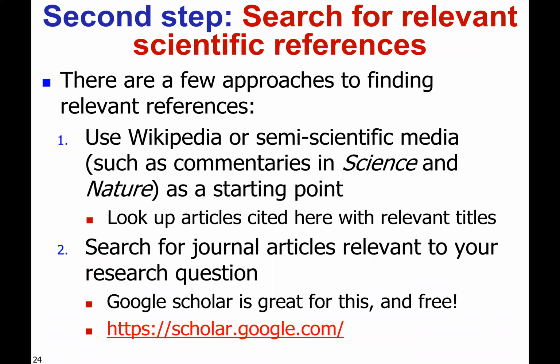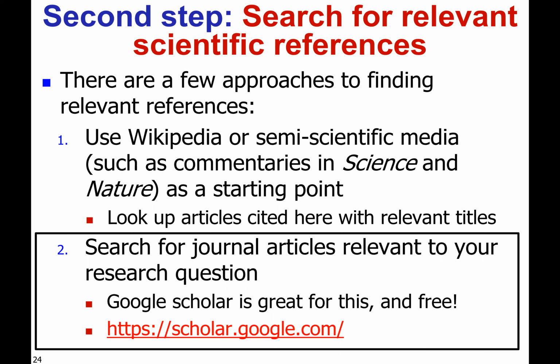Okay, so that's the first approach for finding relevant references: to use Wikipedia or semi-scientific media as a starting point. Commentaries in Science and Nature, for instance, if you can get a hold of those, are also a good starting point. The second approach, which is especially relevant as you've scoped your topic a little bit, is to search for journal articles relevant to your research question. And here Google Scholar is fantastic, and it's free.